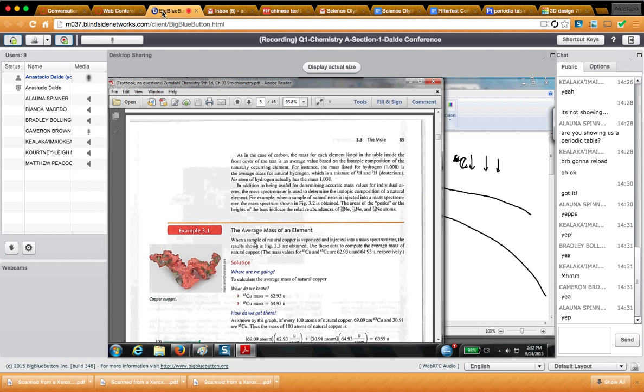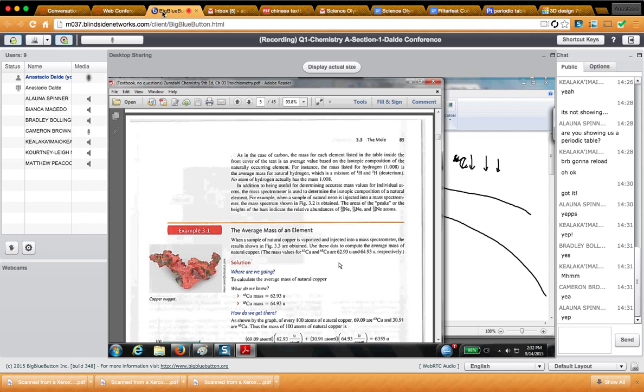And so we said, all right, well, let's do this example. A sample of natural copper is vaporized and injected into a mass spectrometer, as results showed in figure 3.3. I think that's the one I just showed you. Use the data to compute the average mass of natural copper. The mass values for copper 63 and 65 are 62.93 and 64.93 respectively.